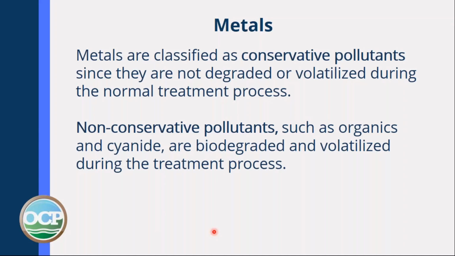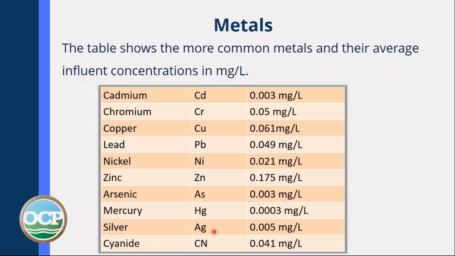Non-conservative pollutants are degraded, or they are gassed out into the atmosphere during the treatment process. So metals are conservative pollutants. Don't worry about the numbers on this slide, but I just want to point out the common metals that are usually found or tested for in wastewater treatment. So copper and lead, that's in there because of the pipes that are used in plumbing.